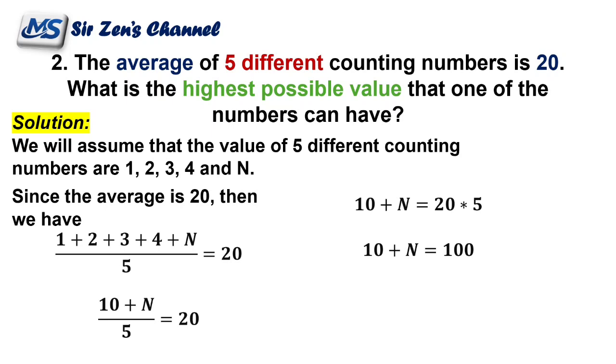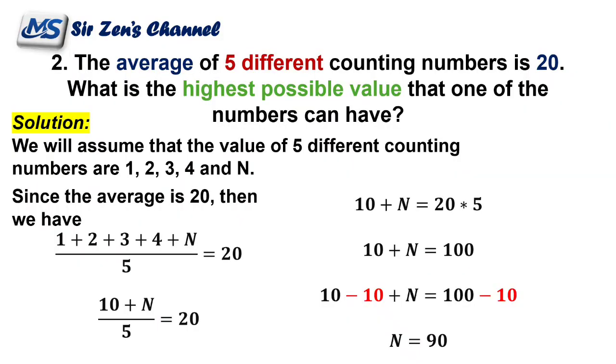In this case, we will subtract both sides by 10, so that the 10 on the left side becomes 0. Our aim is to leave only the letter n, the variable, on the left side. So 10 minus 10 plus n is equal to 100 minus 10. If we subtract that, we will have n is equal to 90, because 100 minus 10 is 90.